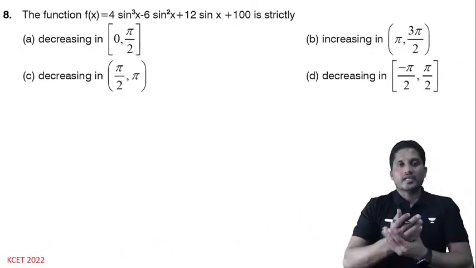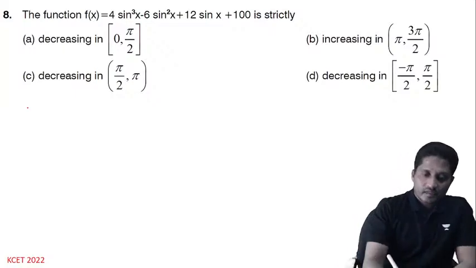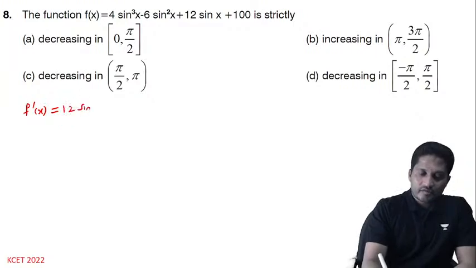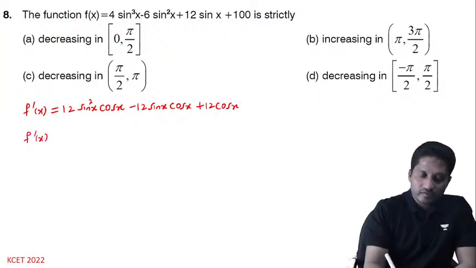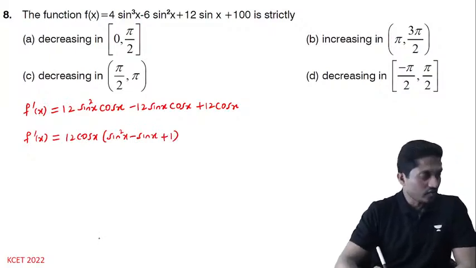Question number 8. The function is strictly decreasing in which interval? If I differentiate once, f dash of x is equal to 12 into sine square x, differentiation of sine x is cos x, minus 12 into sine x, differentiation of sine is cos, and differentiation of sine x is cos x. Now f dash of x is equal to 12 into cos x. Left out is sine square x minus sine x plus 1.